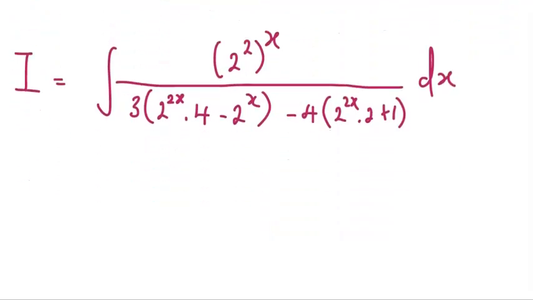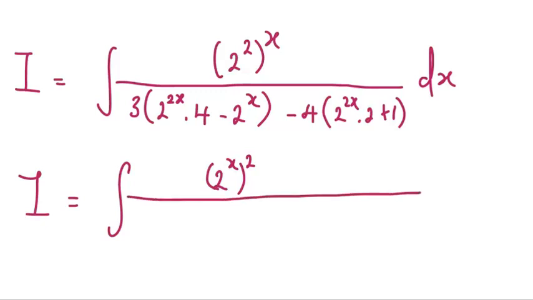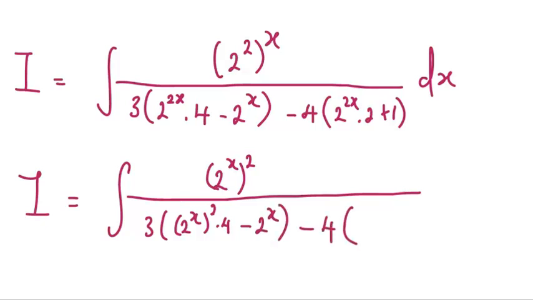Now, let us make use of these laws of indices. I is going to be equal to the integral, so up there is the same as (2^x) squared, divided by 3 into brackets, this is the same as (2^x) squared multiplied by 4 minus 2^x. And here minus 4 into brackets, this is the same as (2^x) squared multiplied by 2 and then plus 1. And here we have our dx.